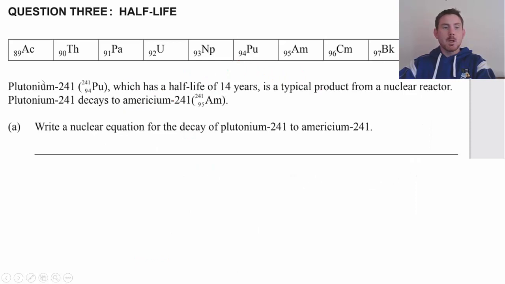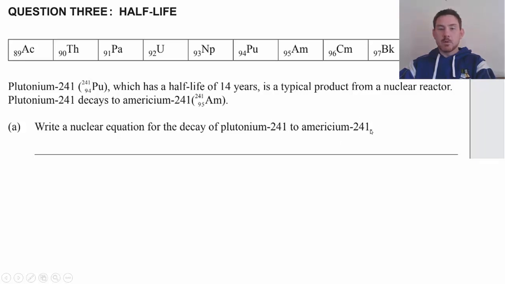Okay, on to half-life. And we've been given a number of chemical elements here and their symbols with their atomic numbers. And we're told that plutonium-241, which has a half-life of 14 years, is a typical product from a nuclear reactor, and it decays into americium-241. So we're asked to write a nuclear equation for the decay of plutonium-241 into americium-241. So we would start off with plutonium-241, and we know from the 241 that the mass number is staying the same. So whatever type of radiation is being released cannot change the mass number. If alpha particles were being released, then we know that their mass number is 4, and so we can't be dealing with any sort of alpha decay here.